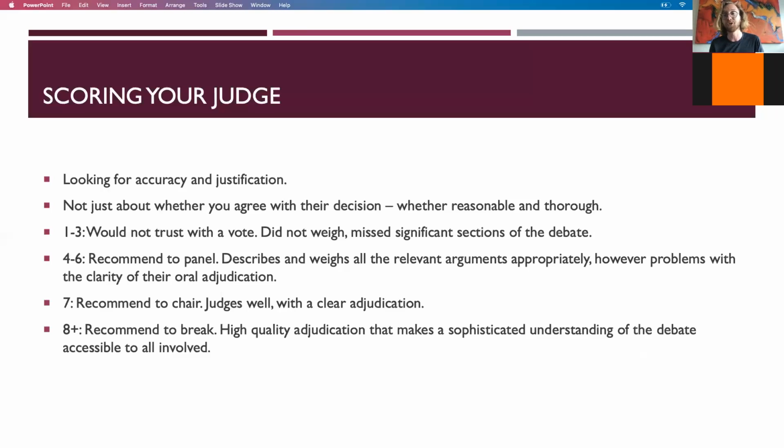With number 7, you recommend them to chair: they judge well, they give a clear adjudication. And when you're giving an 8+, you recommend them to break. High quality adjudication that importantly shows a sophisticated understanding of the debate, so they've got high accuracy, great justification, accessible to all those involved. Because we are unfortunately simply not interested in judges who may be much smarter and much more experienced than all of the other teams within the debate, but simply use that as an opportunity to demonstrate their significant understanding of the way that debating operates or could be improved without explaining what actually happened within the debate in a way that makes sense within the context of that particular room.